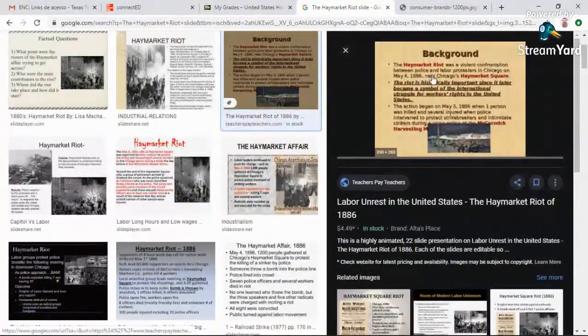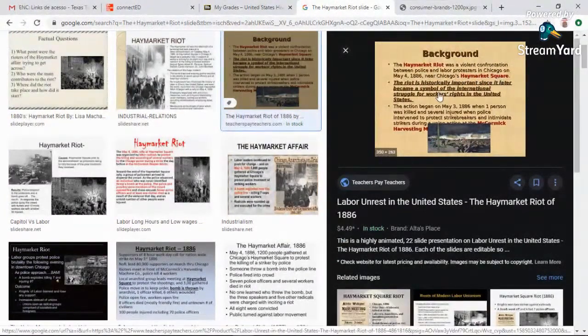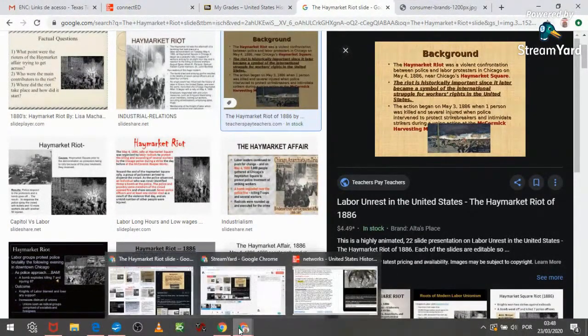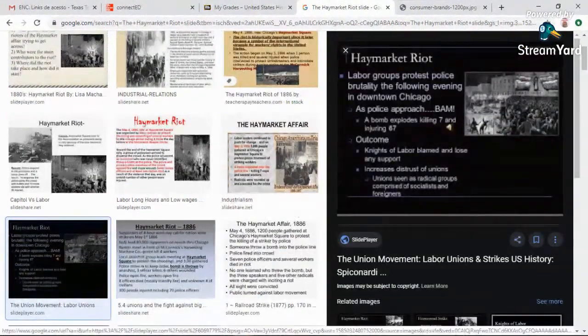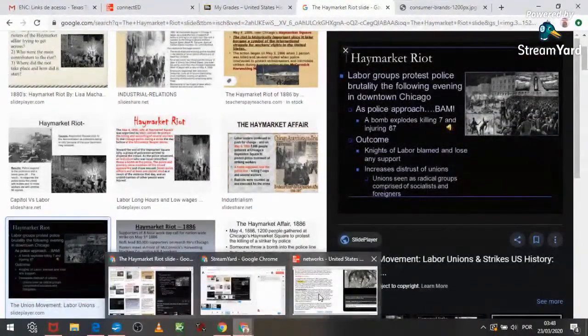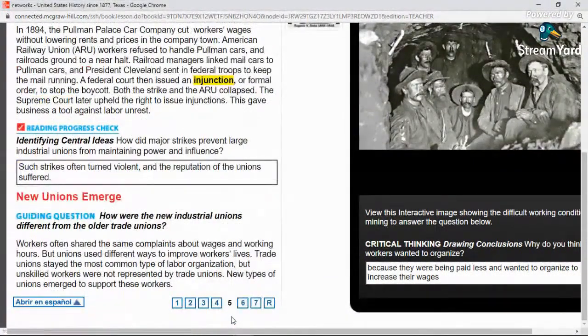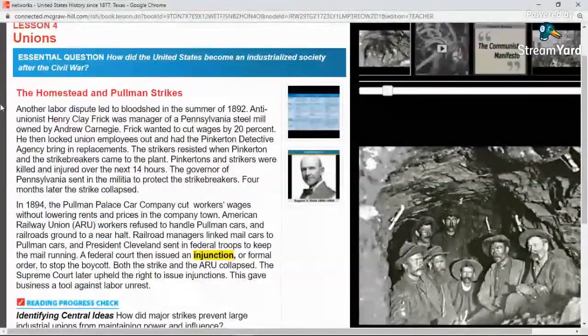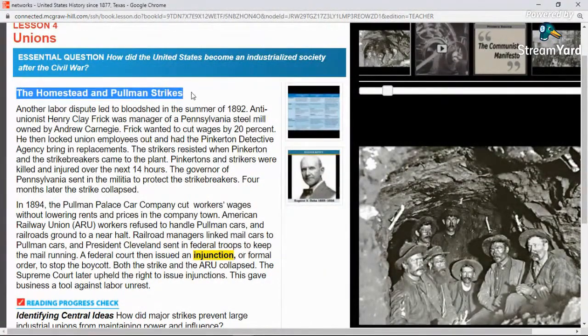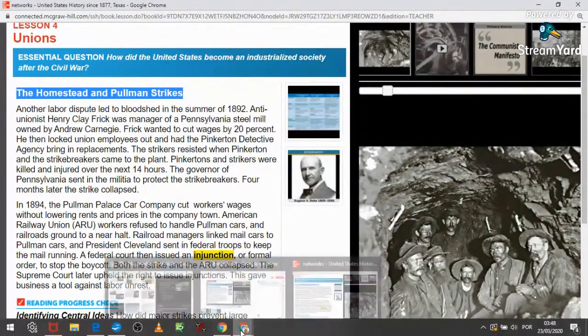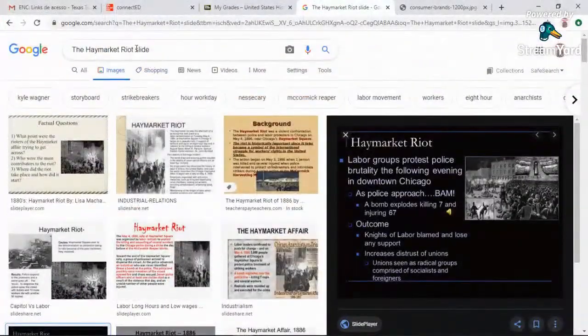It was a violent confrontation between police and labor protesters in Chicago, in Haymarket Square. The action began on May 3rd, 1886, when one person was killed and several injured during one of their protests. So here we go. You have a lot on the Haymarket riots, and it gave unions a bad reputation again. The Homestead and Pullman strikes. Again, let's look at that and see exactly what that is.